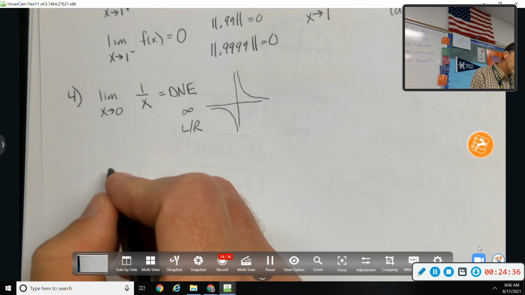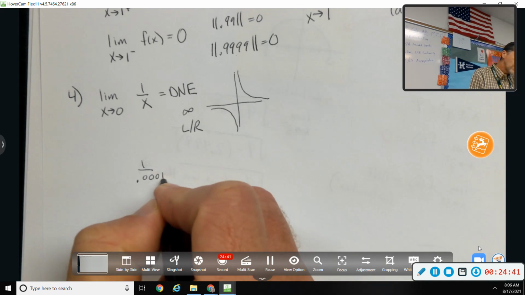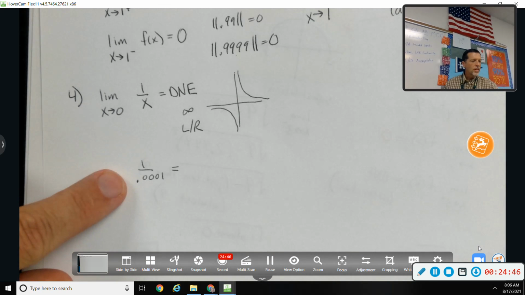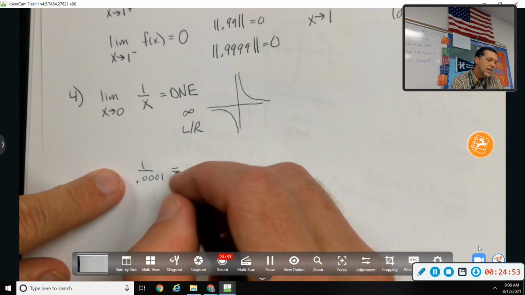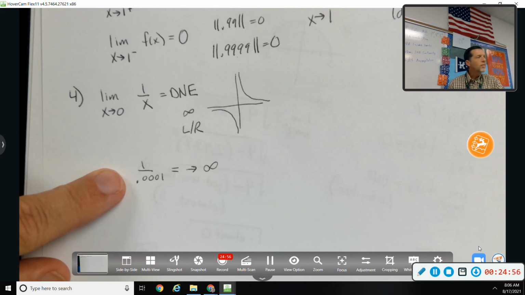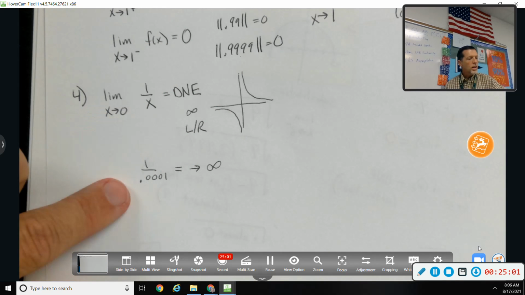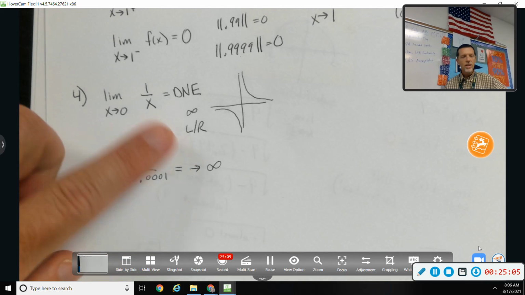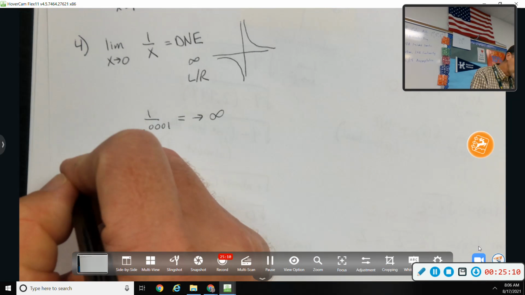If you did do it substitution-wise, you'd be putting in things like 0.00001. What's 1 divided by something really, really, really, really small? Something really, really, really big. So it's headed toward infinity, so it would be d and e. So if you didn't know what the picture looked like, you could still plug in numbers. And if you plugged in negative 0.001, you'd get negative infinity. So again, either way, it works or doesn't work for the same reasons.